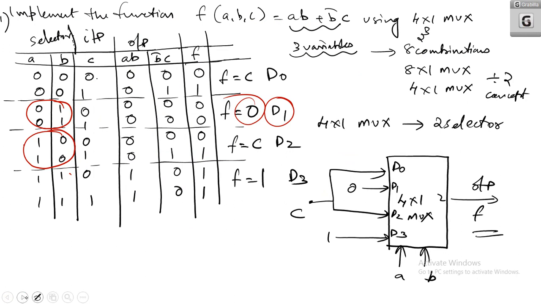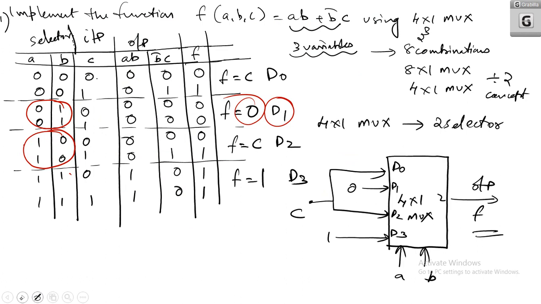That means it is basically a 3-variable expression. 3-variable expression means 2 raised to 3, so it should have 8 combinations. So actually you should realize it with the help of an 8 by 1 mux. But the question is to realize it using a 4 by 1 mux. So we should have the divided by 2 concept. The divided by 2 concept means taking 2 lines each.